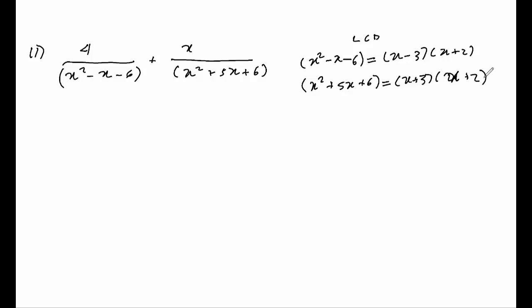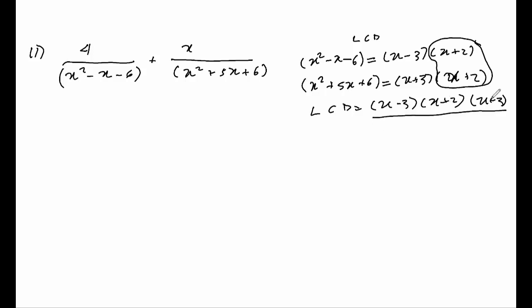So now we find the lowest common denominator. We have the x minus 3 and the x plus 2 from the first term. And for the second term, we have the x plus 3 because it doesn't exist in the first term. But the x plus 2 is in both, and they're both to the same power. So we took the highest power, but since they're the same power, we already have them. So this is our lowest common denominator.